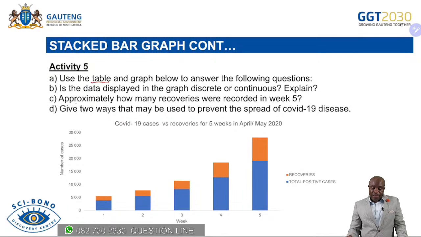Is the data displayed in the graph discrete or continuous? Explain. Approximately how many recoveries were recorded in week 5, and so on. I'm going to give you 5 minutes, and you'll see we have a general knowledge question there in D. Touch base with me after 5 minutes where we unpack and answer those 3 questions that we have there. 5 minutes.